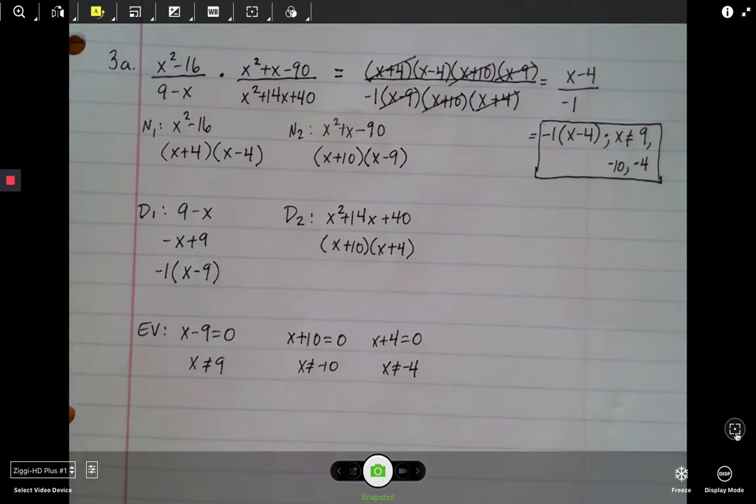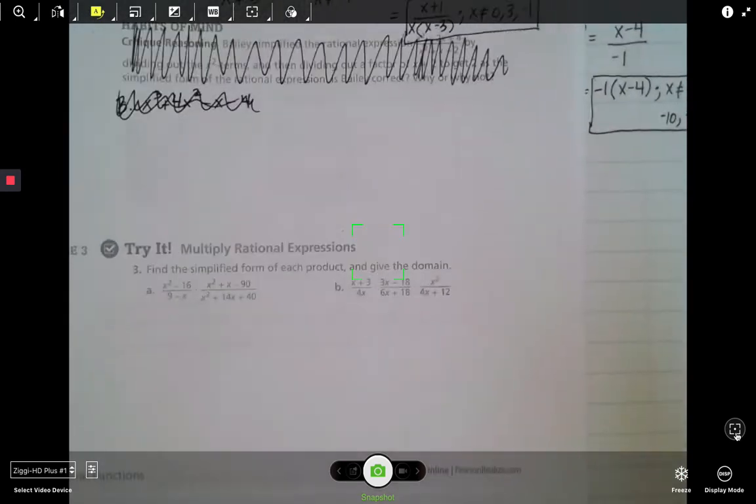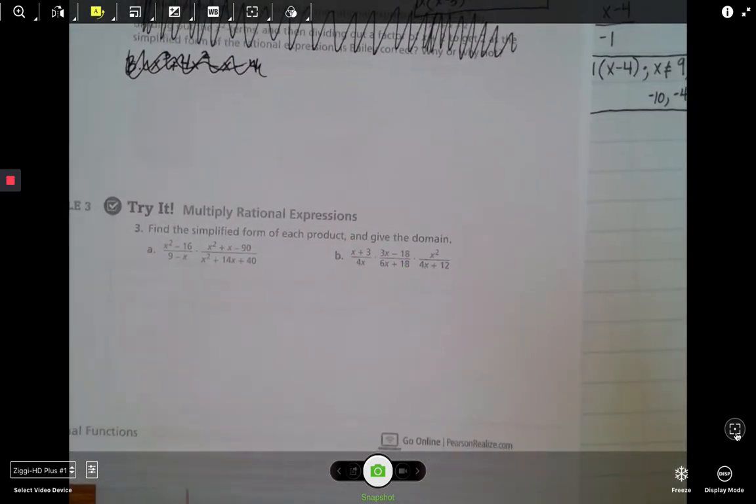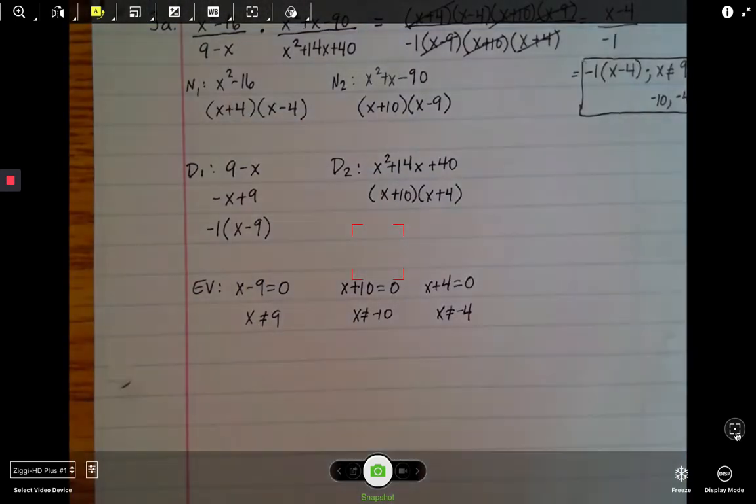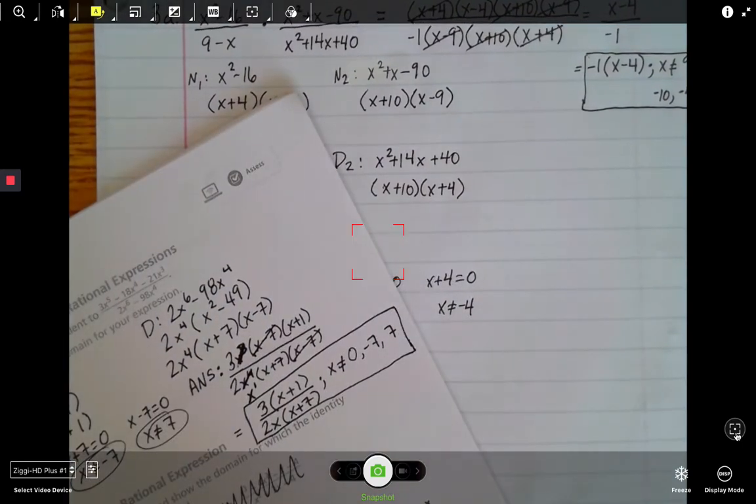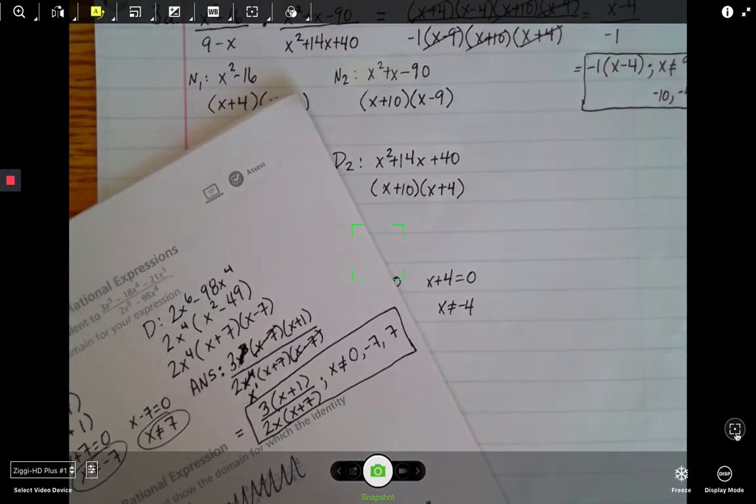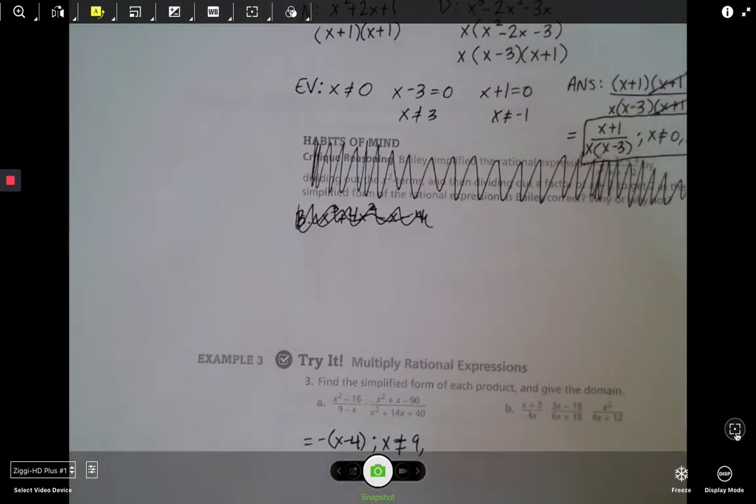So, you go back to your book. Do you now see why I didn't work that problem in the book? But I am going to write my answer there, which was negative x minus 4, where x cannot equal 9, negative 10, or negative 4. I just wrote my answer there.